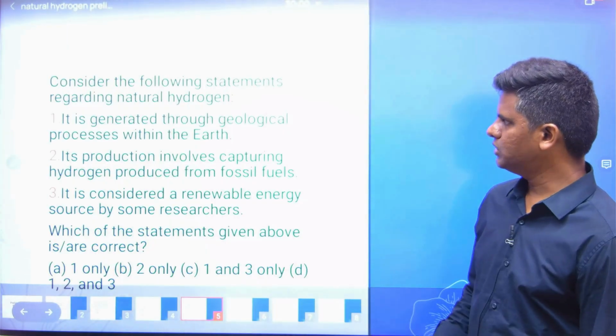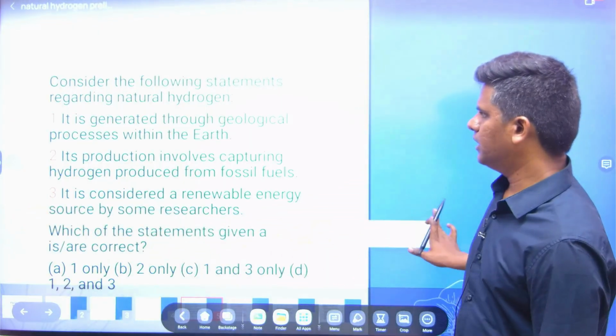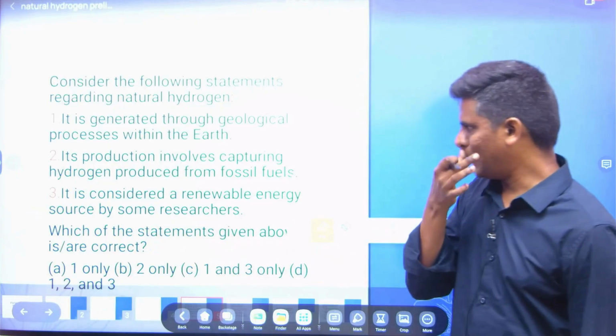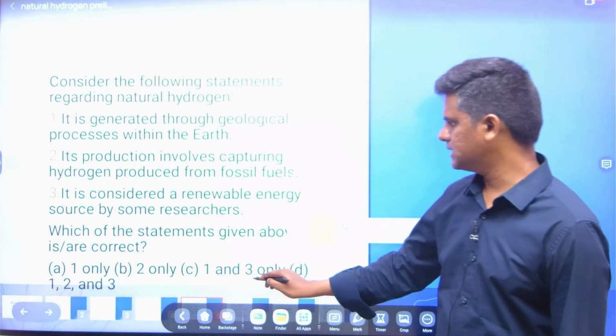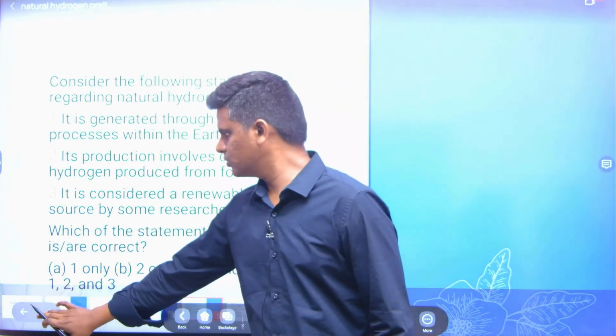So option 2 is not correct, because its production involves capturing hydrogen produced from fossil fuels. This is not natural hydrogen. So this is the answer. C is the answer. Let's go to the next question.